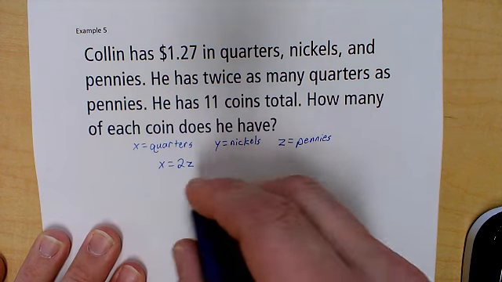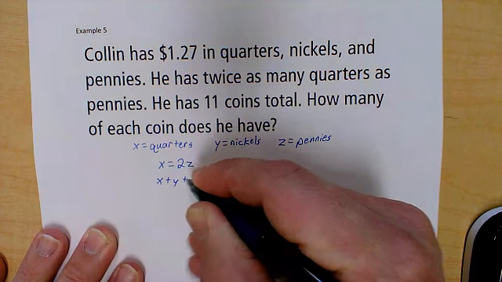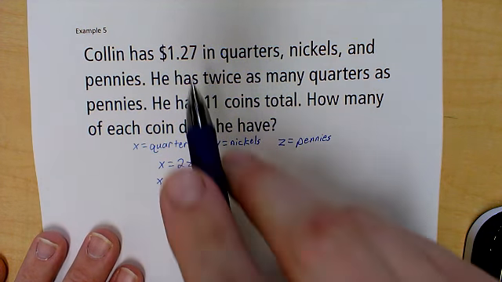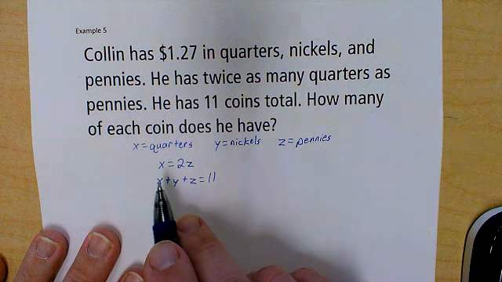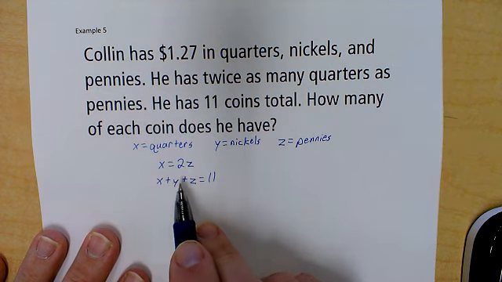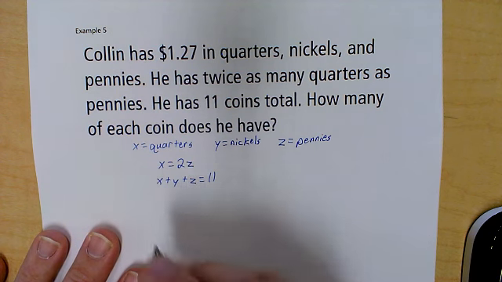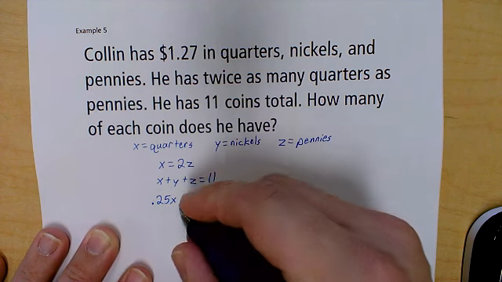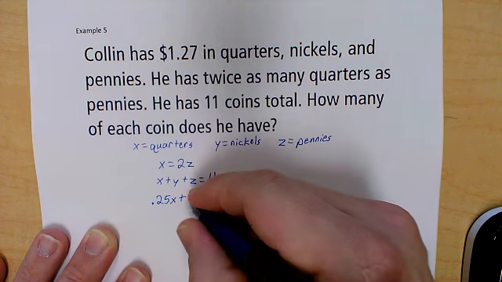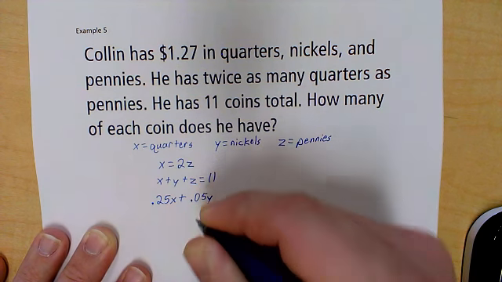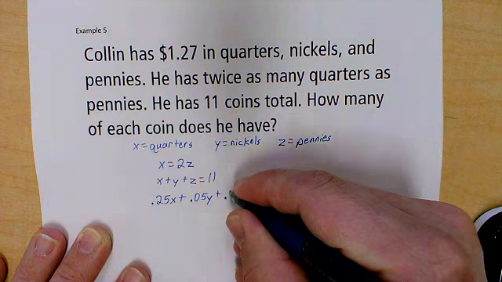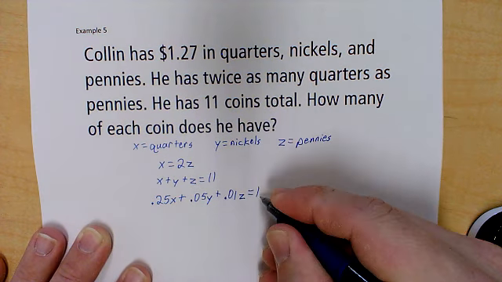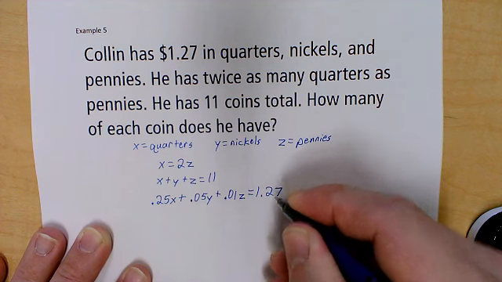Alright, he has 11 coins total, so X plus Y plus Z would equal 11 coins total. That's a second equation. I do have a third. Since I know the value of all these things is $1.27, and I know the value of a quarter, a nickel, and a penny, I can actually make an equation there. Every quarter is going to be 25 cents, so 0.25 times however many quarters I've got, plus my nickels are 5 cents, so 0.05 times however many nickels I have, plus my pennies are 1 cent, so 0.01 times however many pennies I have, has to add all up to $1.27.